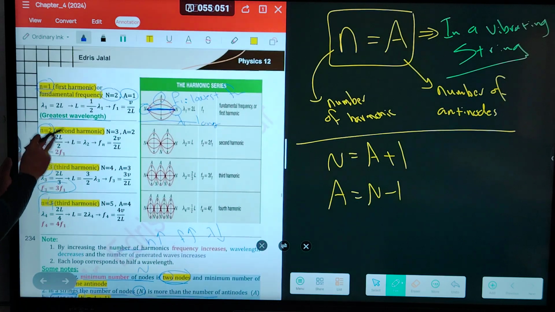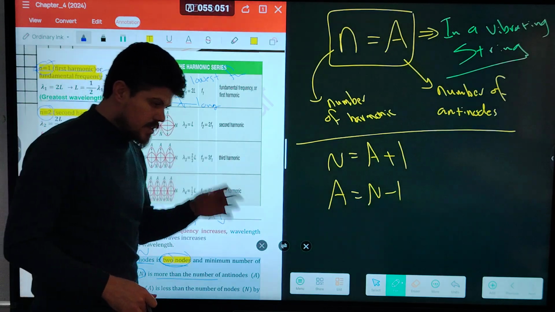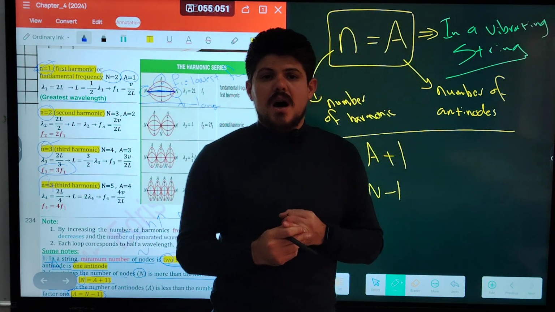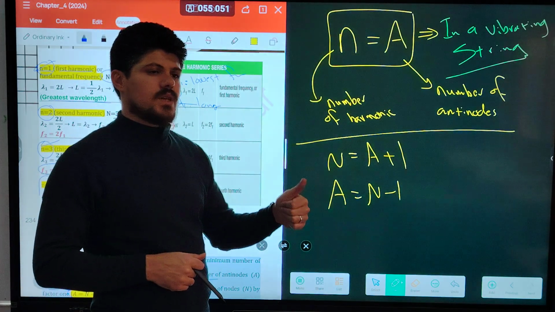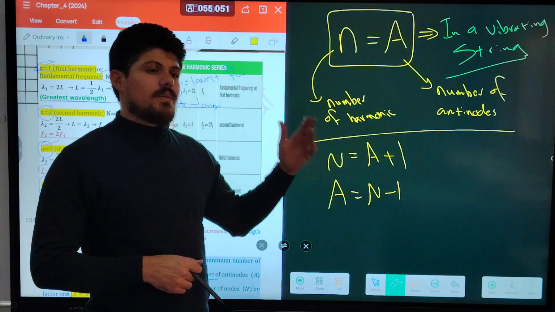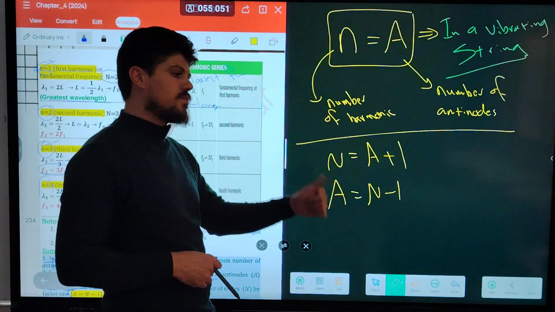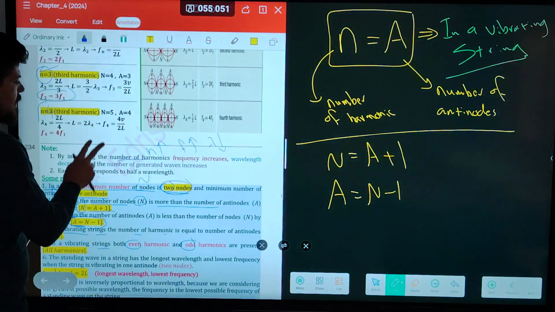But guys, in a vibrating string, which harmonics are present? Odd harmonics like 1 and 3, or even harmonics, or both? In a vibrating string, both odd harmonics and even harmonics are present. What do you mean by odd harmonics? F1, F3, F5, F7, F9, and so on. And what about the even harmonics? We have F2, F4, F6, F8, and so on.